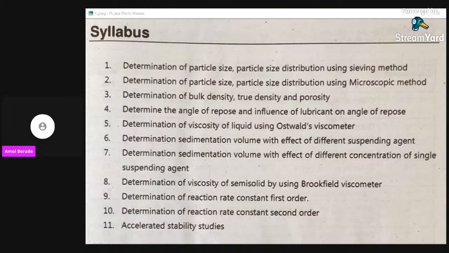Today we are going to study the practical, that is experiment number 4: determine the angle of repose and influence of lubricant on angle of repose.